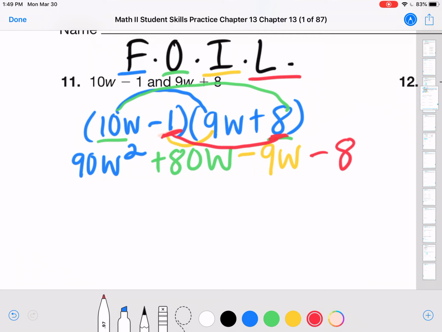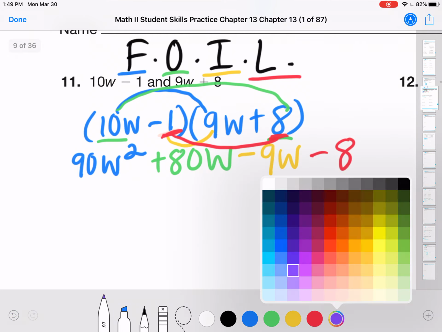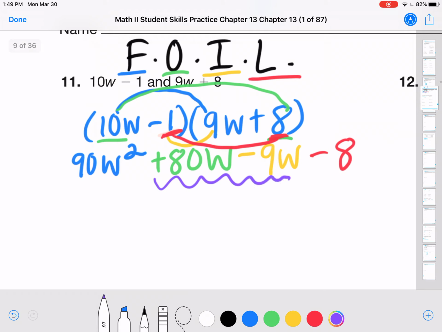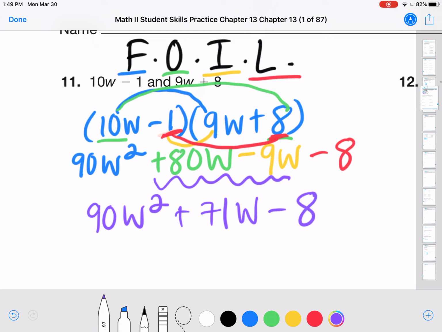This is nice because most of the time it's already in standard form. You just need to combine the terms. The terms that could be combined are the ones in the middle. They both have a W. So my answer is 90W squared, and then 80W minus 9W is going to give you 71W minus 8. It's already in standard form. I have the largest exponent first, and then my last term is a constant. The middle one has an exponent of 1. So this is my answer.